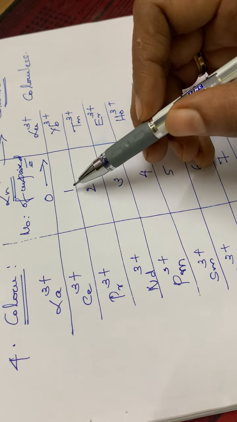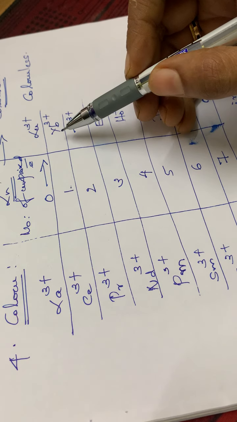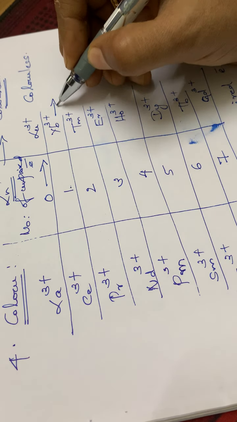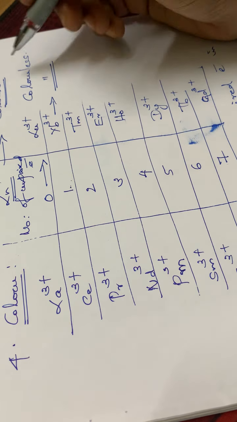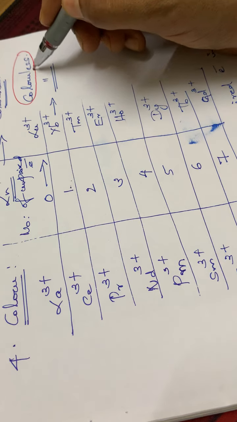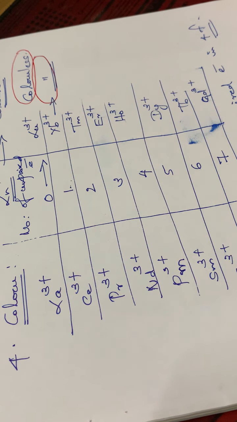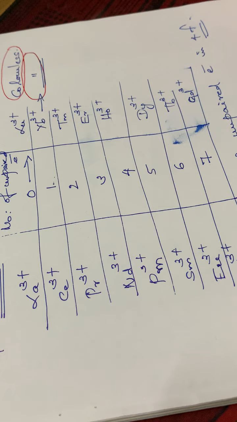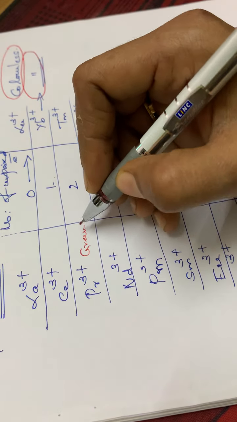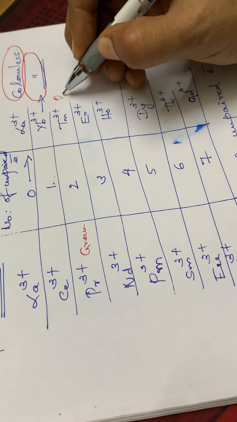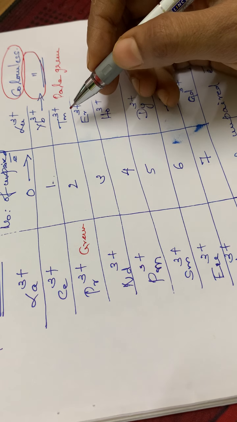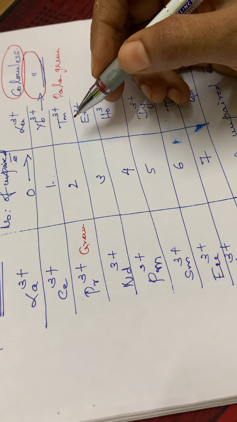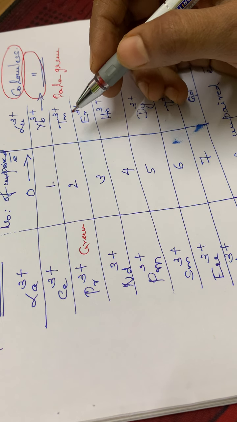And the number of unpaired electrons in cerium is 1, and for ytterbium also it is 1. Even though the number of unpaired electrons is 1, it is also colorless. Okay, that point is important. So for lanthanum and lutetium it is colorless, and for cerium and ytterbium also it is colorless. Then for praseodymium, it is green in color, but for thulium, it is pale green. Even though the number of unpaired electrons is the same, they will have different colors.